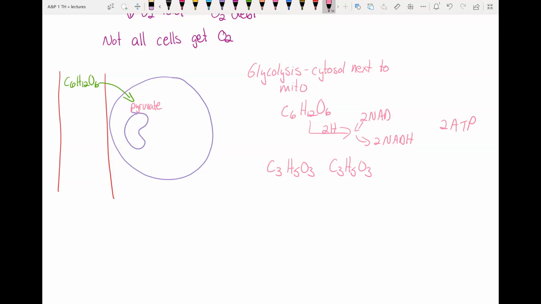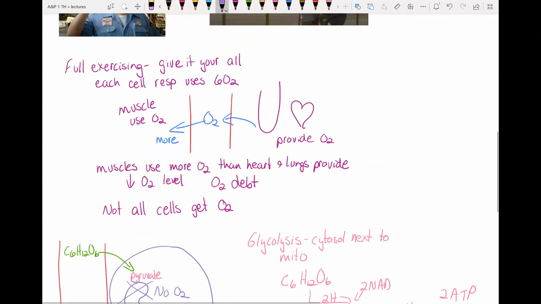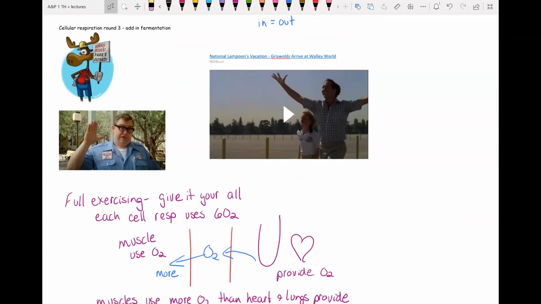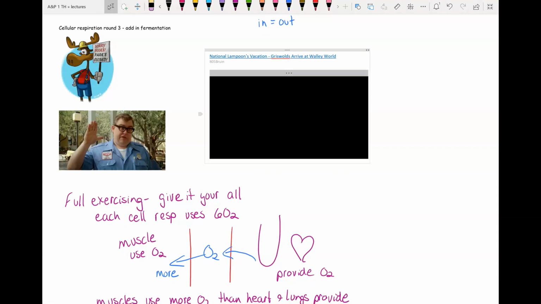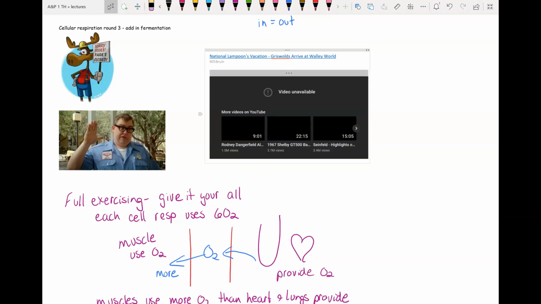But when there's no oxygen, they can't do that. Mitochondria shuts down. And the pyruvates can't get in. This reminds me of the National Lampoon's movie. So you might be wondering what these pictures have to do with anything. If you remember the National Lampoon's movie, they drive across the country to get to Wally World.